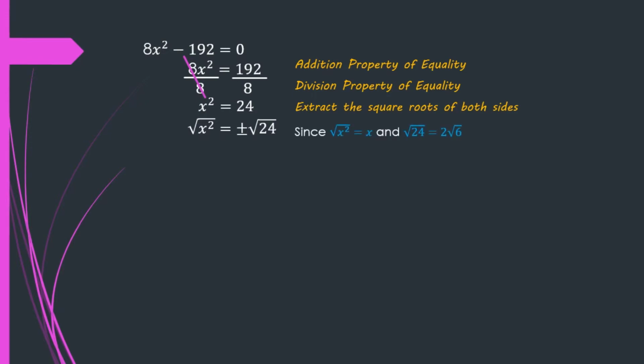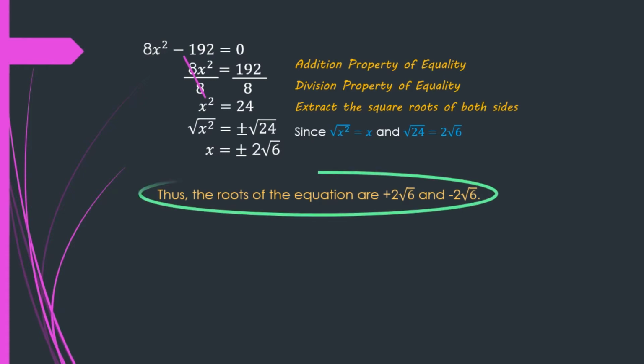Since square root of x squared is equal to x and square root of 24 is equal to 2 square root of 6, but why did it become 2 square root of 6? Since square root of 24 can be factored out into 6 times 4, and 4 is a perfect square, we can simplify it into 2 square root of 6. That's why it became positive negative 2 square root of 6. Thus, the roots of the equation are positive 2 square root of 6 and negative 2 square root of 6. So that is the method extracting the square roots. Let's now proceed to our next method.